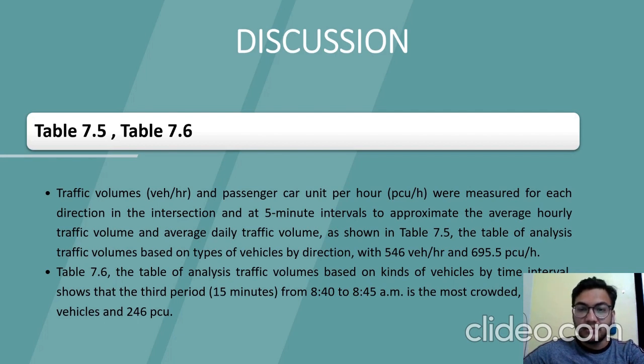According to table 7.6, which breaks down traffic volumes depending on vehicle types in each interval, the third interval between 8:40 and 8:45 a.m. is the busiest, with 200 vehicles and 246 PCU.